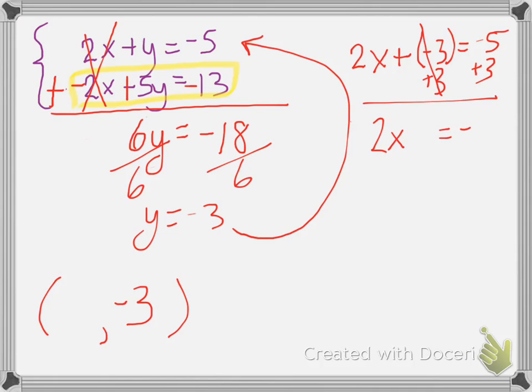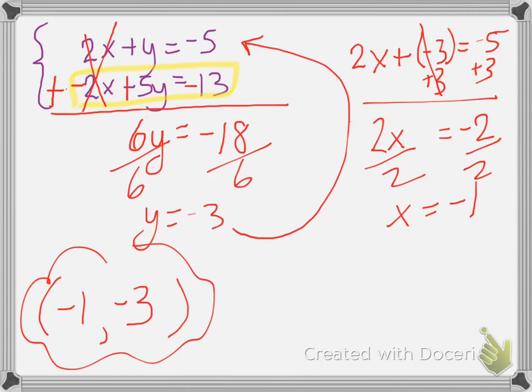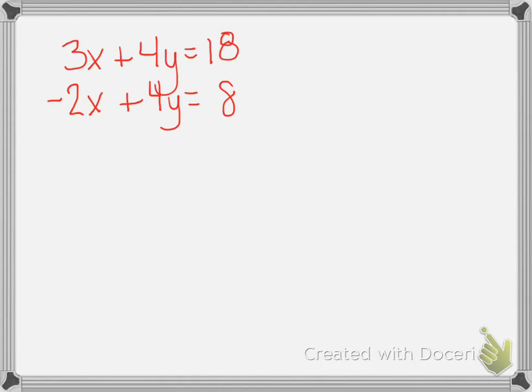2x equals negative 2. X equals negative 1. So I get a negative 1. Okay, so I'll give you one to try. Give that one a try, and pause it, and then you can come back.